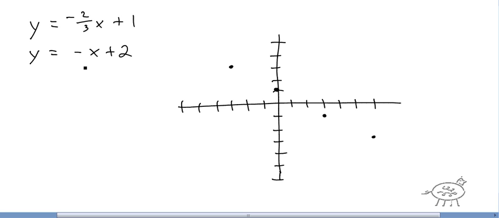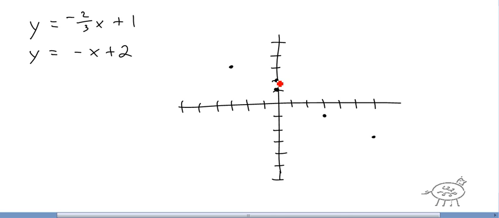Okay, and let's plot the next one here. Let's do a different color. The y-intercept is 2, and it's going to be down 1 over 1. Down 1 over 1. Hey, right there. There's our solution.